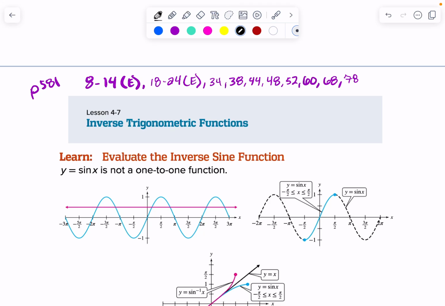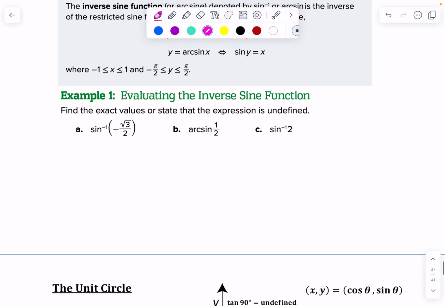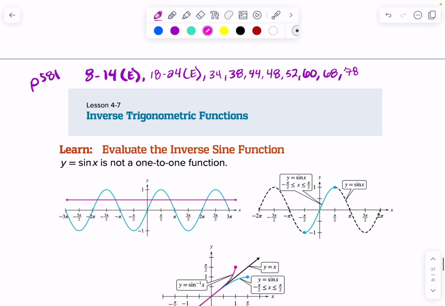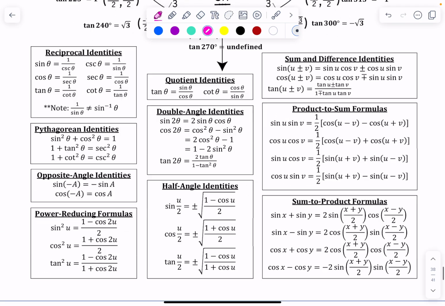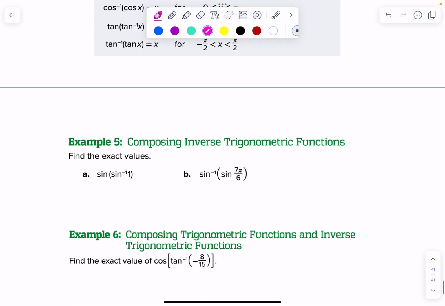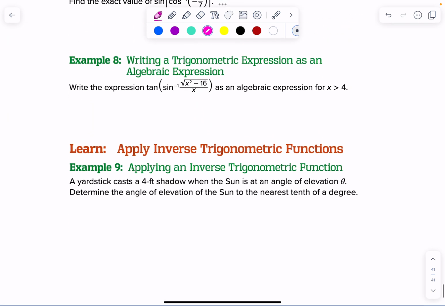Okay, Trig. I'm going to start 4-7 notes with you today. A little bit of a long homework assignment, but we'll only get through part of this today. If you want to pause that to write those down, go for it. This is inverse trig functions, and I'm going to start with example 9.